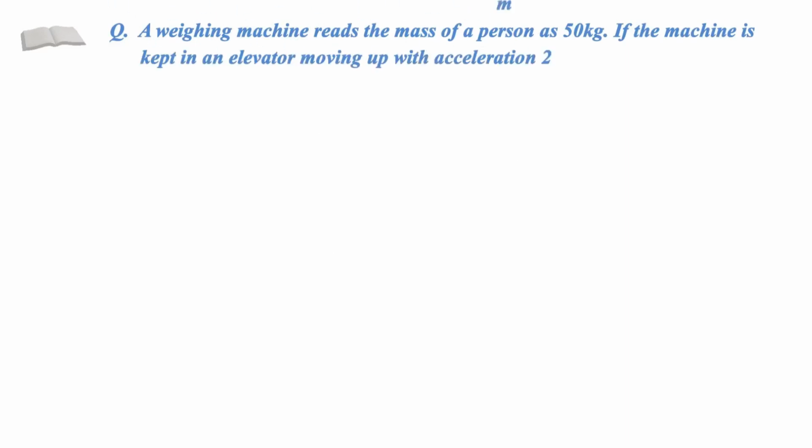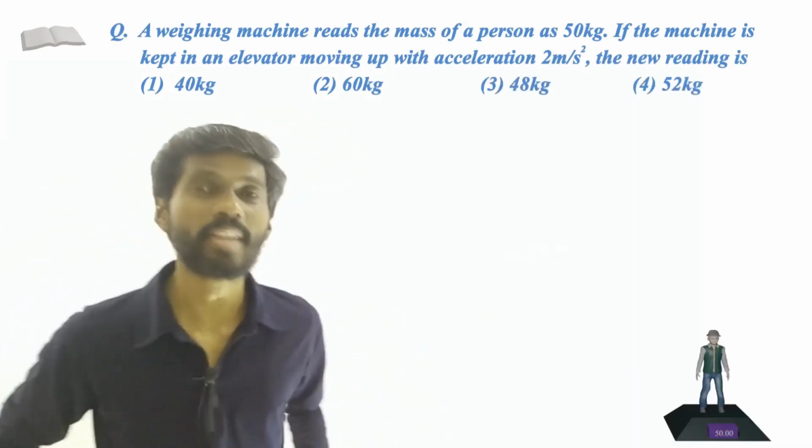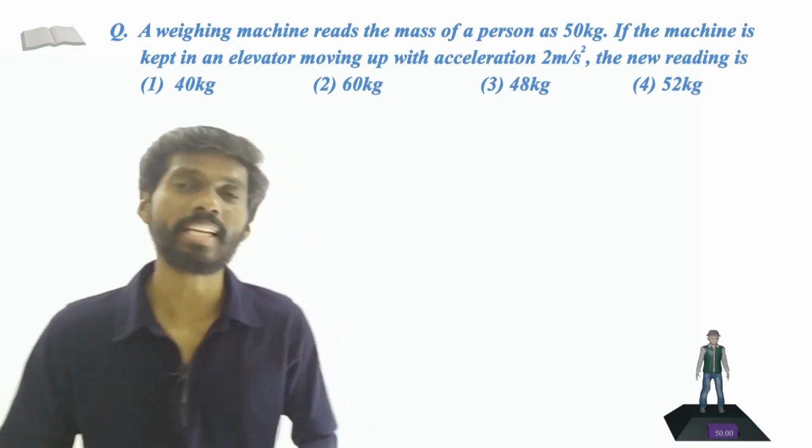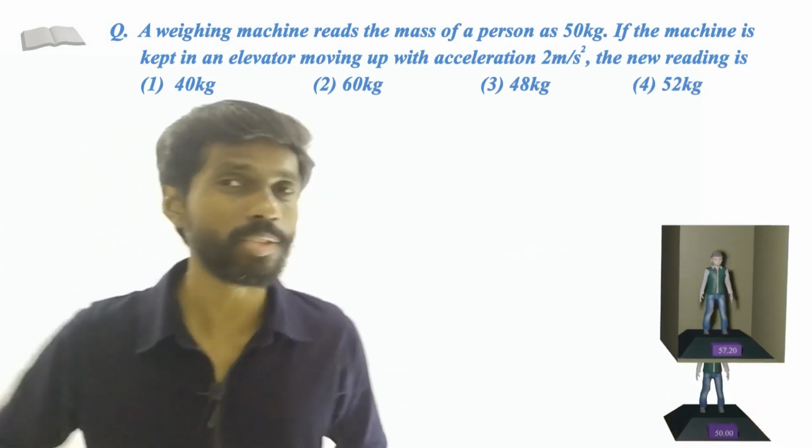A weighing machine reads the mass of a person as 50 kg. If the machine is kept in an elevator moving up with an acceleration of 2 meters per second square, the new reading is? 50 kilograms is the mass of a person as read by a weighing machine. Now the same reading is taken in an elevator moving upward with some acceleration. So what will be the reading? That's what we have to find.